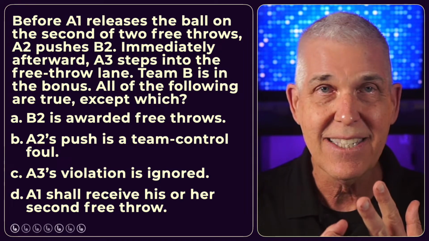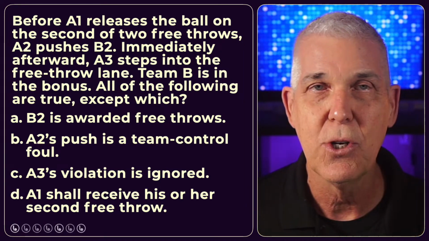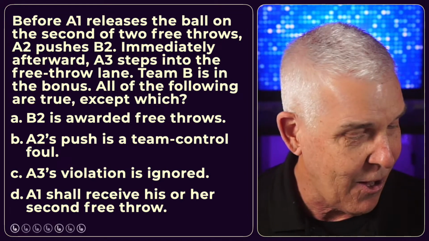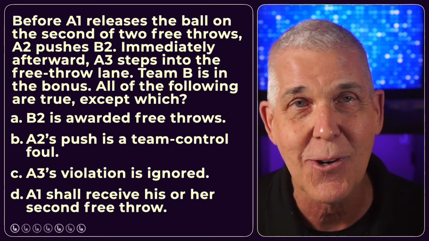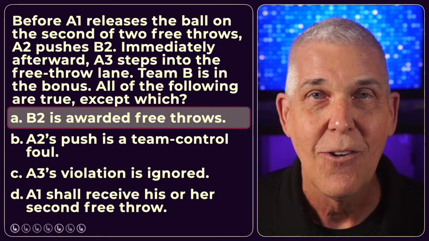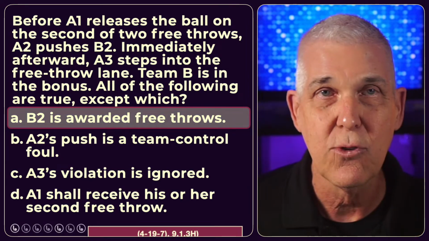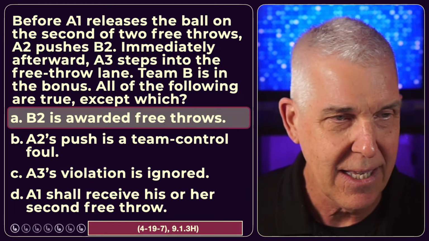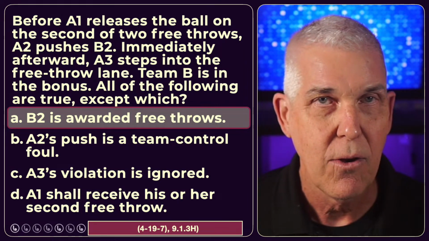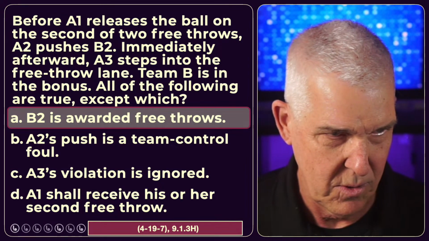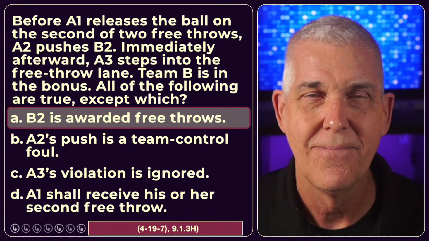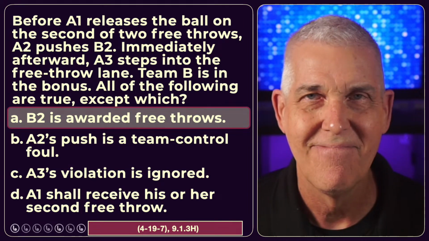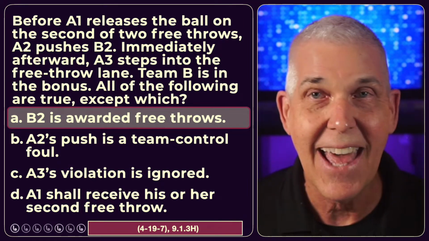A3's violation is ignored, and A2's push is a team control foul. So this year, Greg gets it right, and our correct answer is A. This would not be a true statement. B2 is awarded free throws. Nailed it.